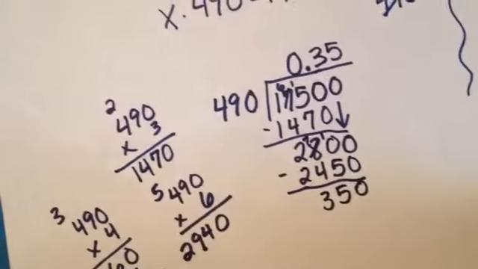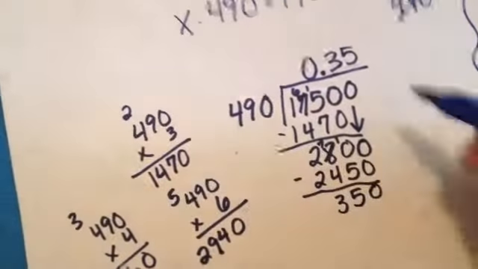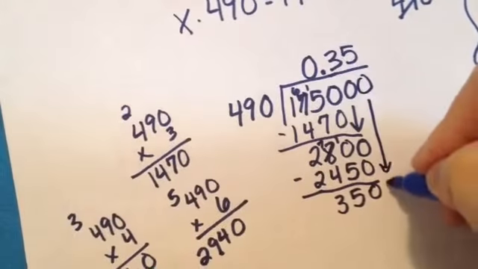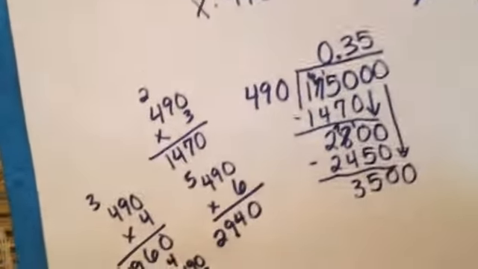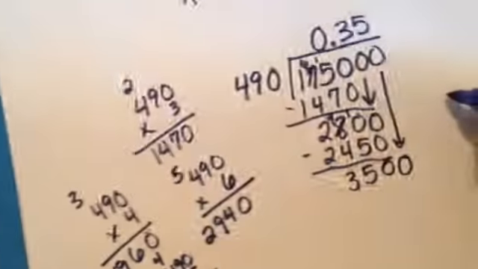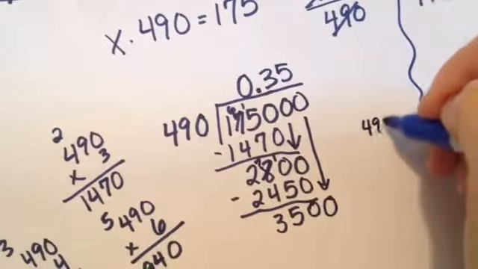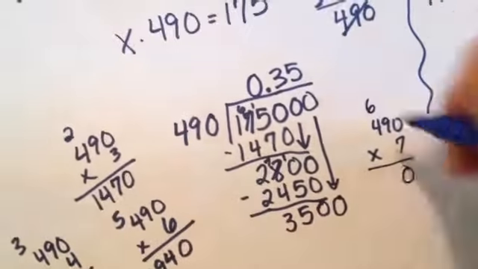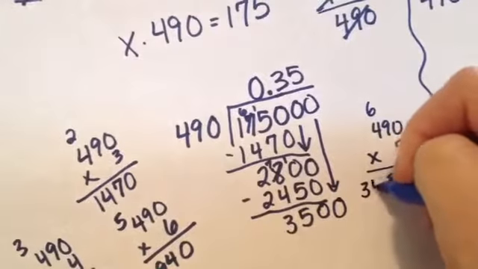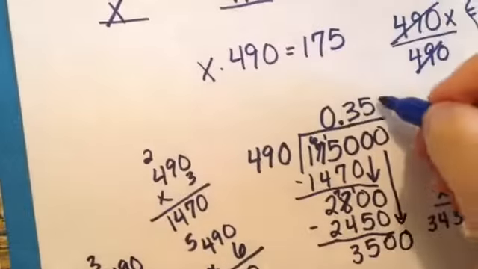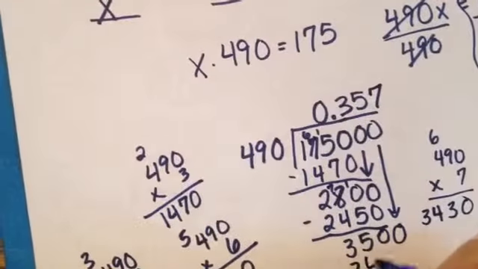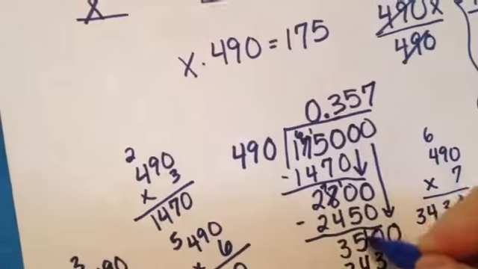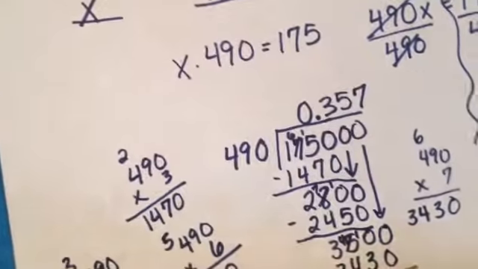So I get 350, and I'm going to go ahead and go one more place value, and I'll round to the nearest whole percent. So 3,500, try times 7. I know that times 6 is 2940. Yeah, so we'll do times 7, which is 3,430. Okay, and we'll stop there.